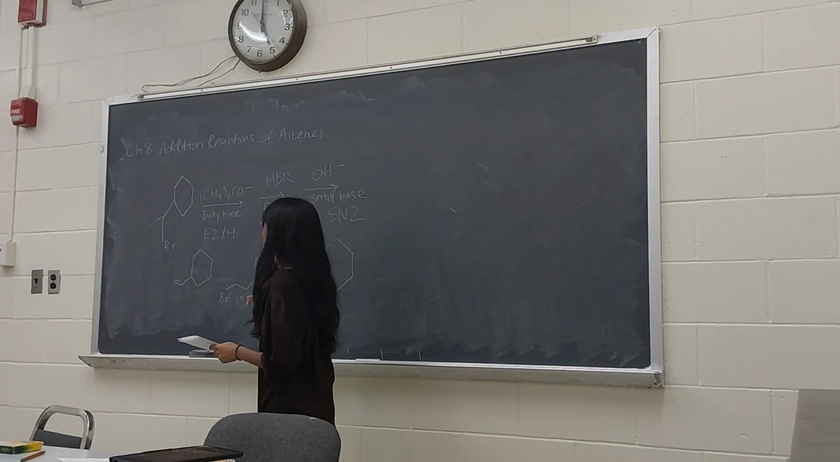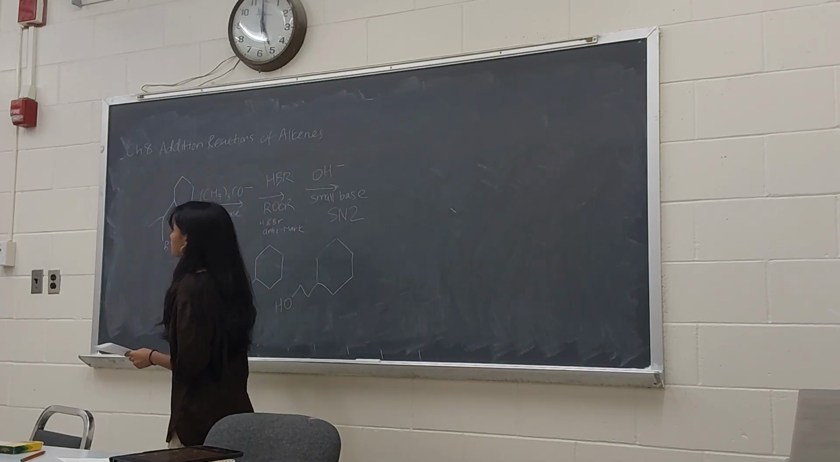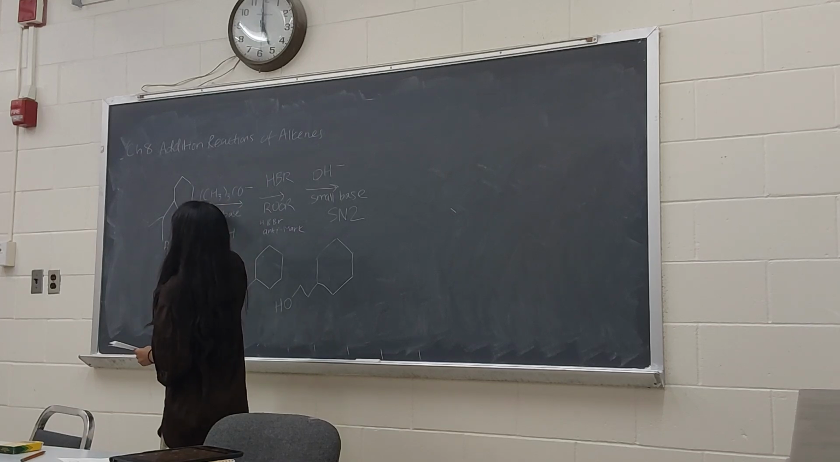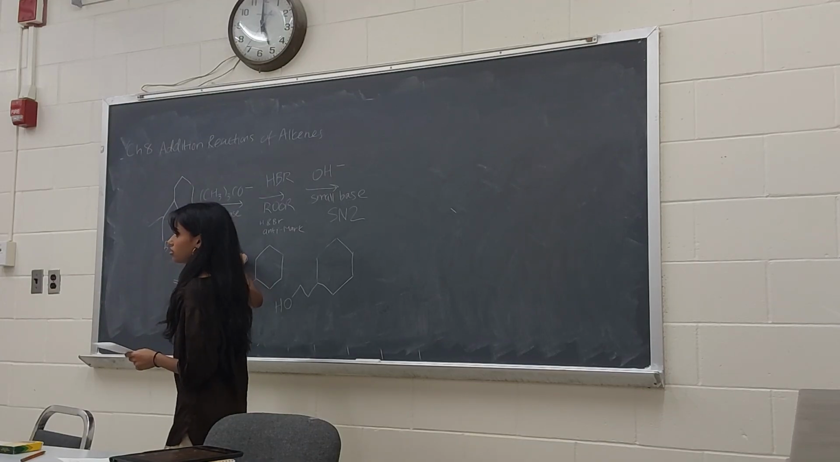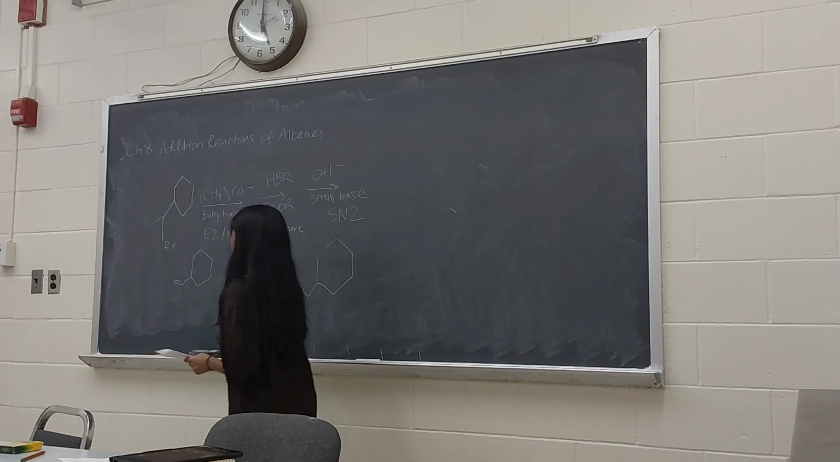And you knew it was an E2 reaction for the first step because of this. Whenever you see (CH3)3CO minus, that's a bulky base, and you know it's going to be E2 Hoffman. Always, for a bulky base.